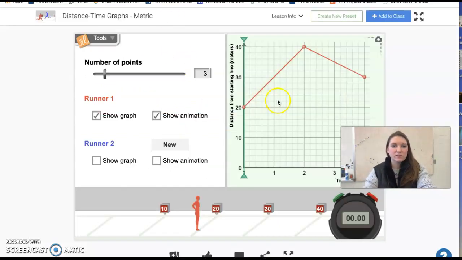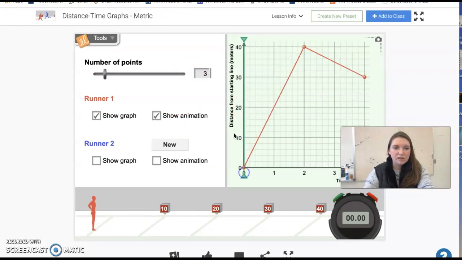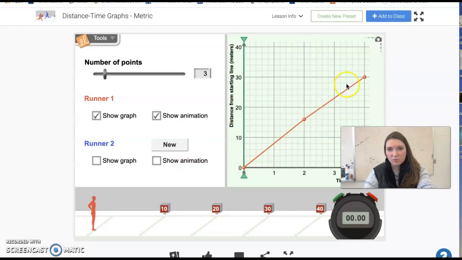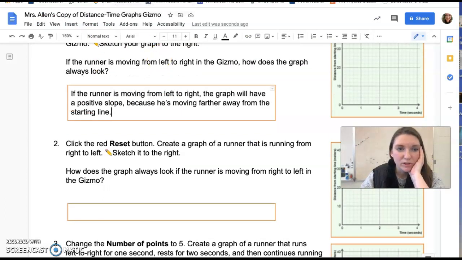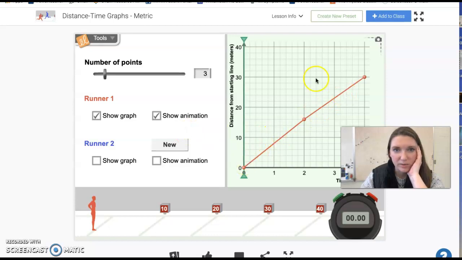So we know about this already. If he's running from left to right, then that graph is going to go upwards like this. He's getting farther away from the starting line. So if the runner is moving from left to right, the graph will have a positive slope because he's moving away from the starting line, like so.